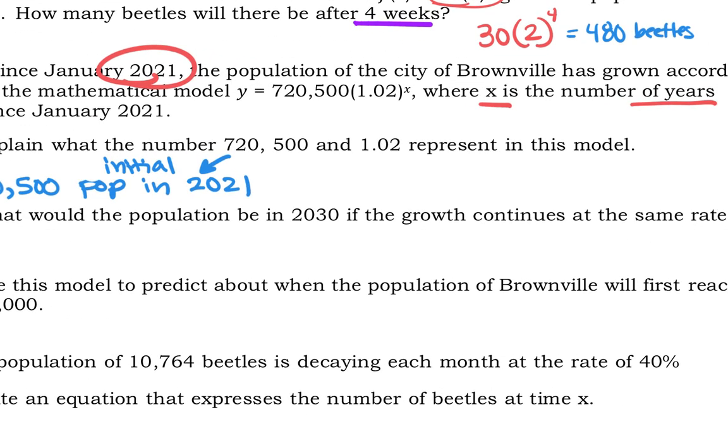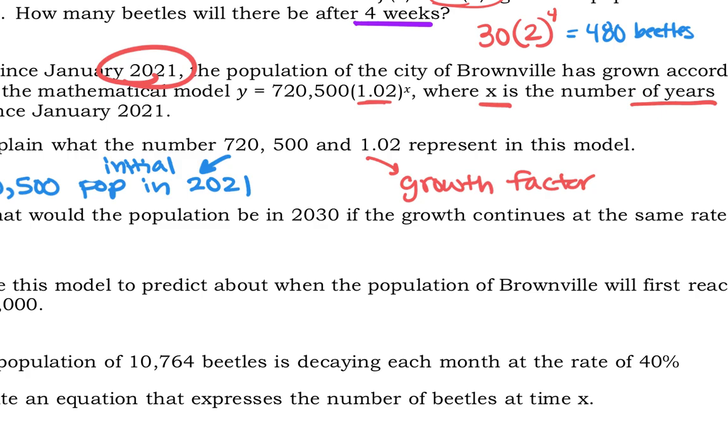What does the 1.02 represent? Remember, what does that second number represent? Growth or decay, right? And in this case, is it growth or is it decay? It's your growth factor. Don't forget, I know it's a word problem, but they represent the same thing. So the next piece says, what would the population be in 2030 if the growth continues at the same rate?